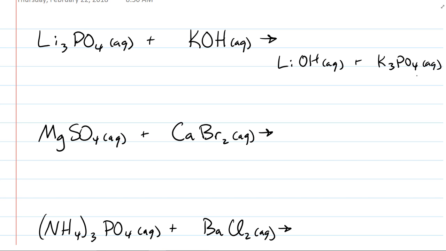And what would have been a quick way to identify these as aqueous? This one contains lithium, and everything that contains lithium is soluble, no exceptions. This one contains potassium, which is soluble with no exceptions. So you should be able to almost eyeball this one in advance and know that you wouldn't even have to worry about it, because they contain lithium and potassium. Even trading places, they'd still be soluble.